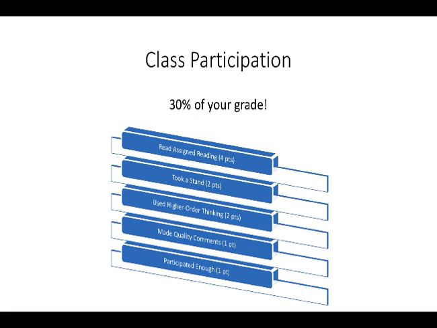So in terms of how you're graded, class participation is 30% of your grade. That's a big chunk because this class is mainly about thinking and talking about ideas. And so you'll be graded each week of the class on these 5 things. First of all, did you read the assignment? Did you read what you were supposed to read from the books and say something related to that? Did you take a stand? Did you use higher order thinking? Did you make quality comments? And did you participate enough?